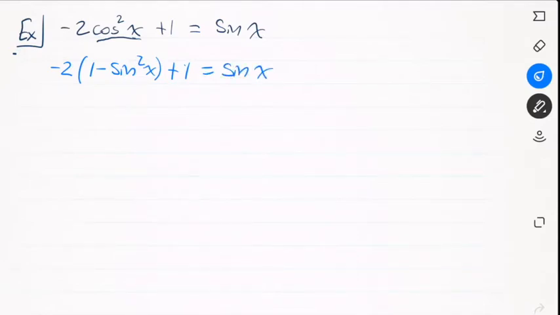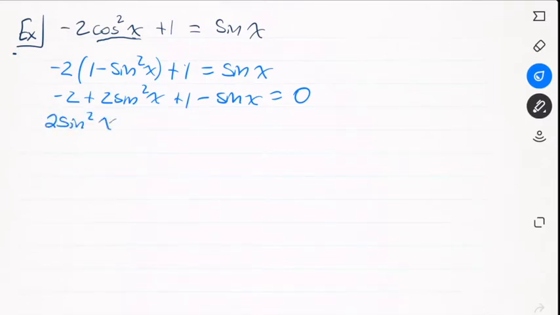All right, and now since we're going to treat this like a quadratic, I'm going to get rid of the parentheses and get everything on one side of the equation. So distribute the -2 and move the sine x over and get it equal to 0. All right, and then just combine like terms and then order the polynomial-looking thing. So if we order it, the sine squared should come first. The sine x should come second. And if we combine the -2 and the 1, we'll get a +1, and it's equal to 0.